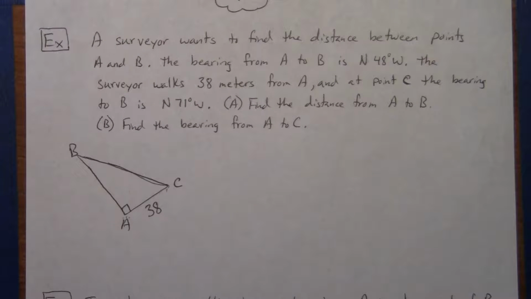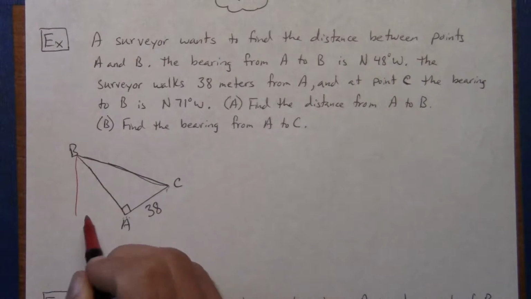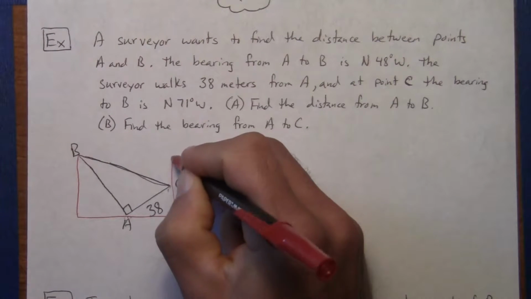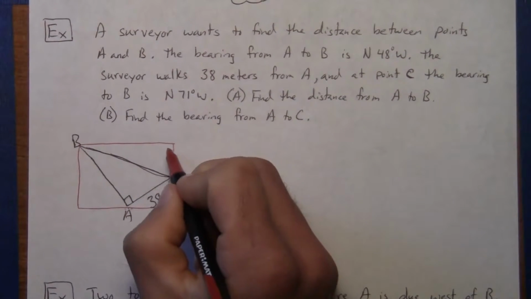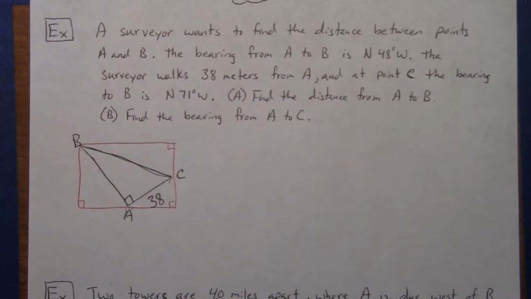So what I suggest, anytime you recognize that you have a right triangle, even if it's kind of off kilter, is to draw a rectangle around it and label as much information as you possibly can. The reason I draw a rectangle around it is because then I know I've got a bunch of 90-degree angles. And I should be able to play around with this and find a bunch of information.